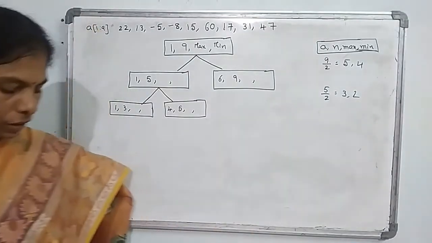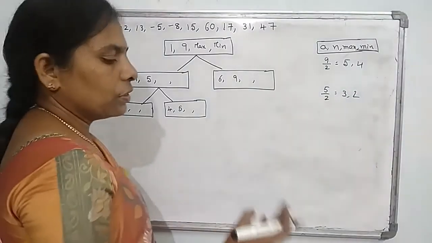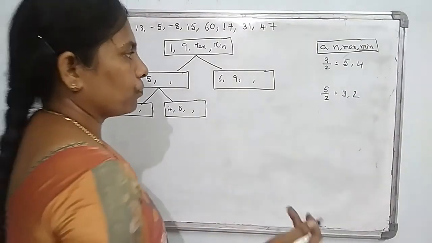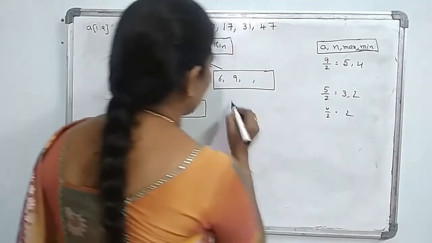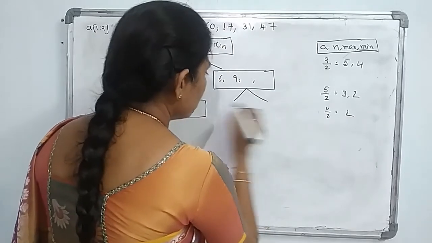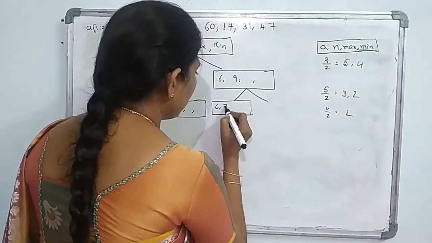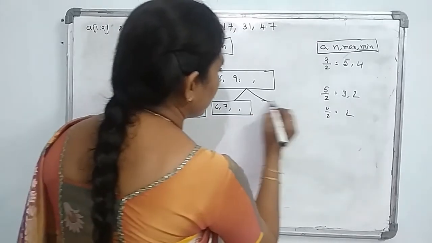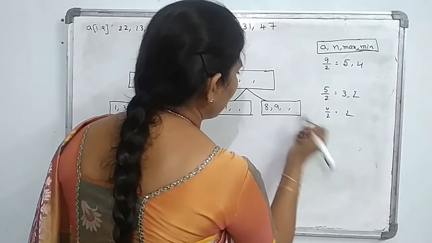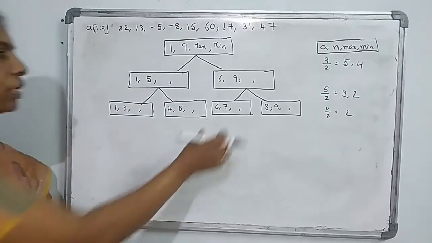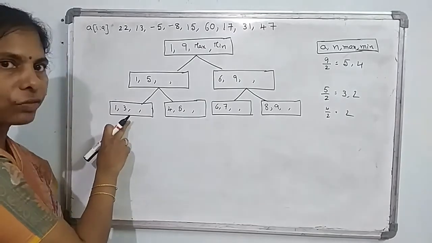And then you have 6 to 9. You divide these elements: 6, 7, 8, 9, which is 4 elements. 4 by 2 means 2 elements each, so this is divided into two parts. The first is 6, 7 and you can find the maximum and minimum. In 8, 9 you can also find the maximum and minimum. So there you have 2 elements, and there also 2 elements. But in the first part you have 3 elements.